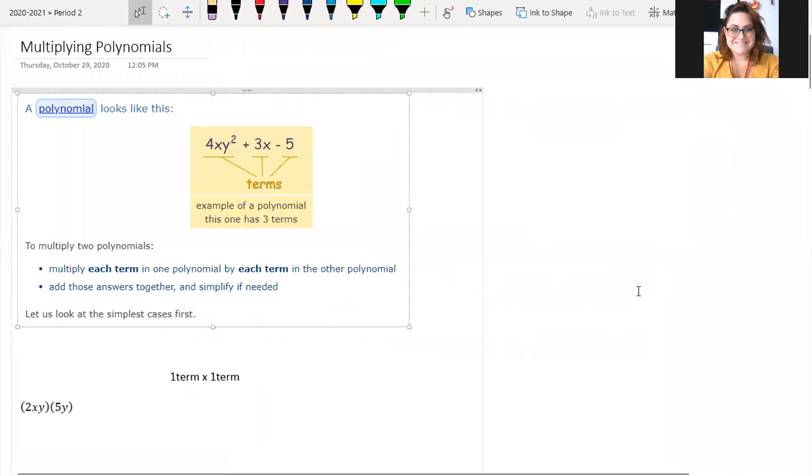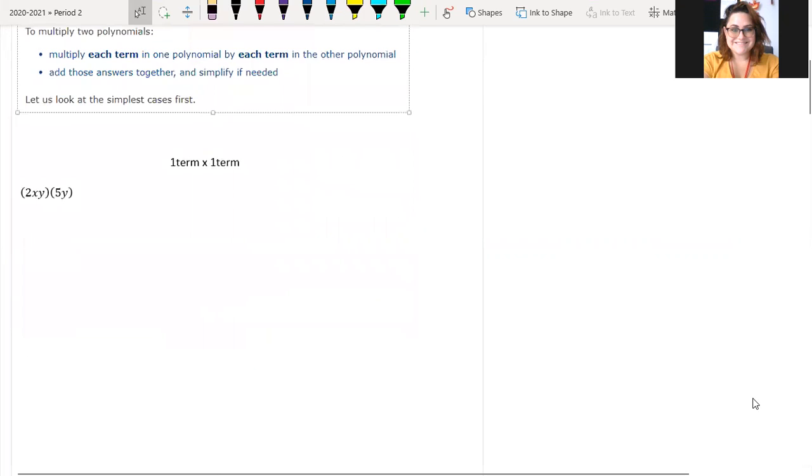So now we need to talk about multiplying polynomials. Remember what a polynomial looks like. It's going to be a group of terms, and we need to multiply them together. When we are multiplying, we multiply the numbers, and then we also multiply the variables separately. So let's look at one term times one term.